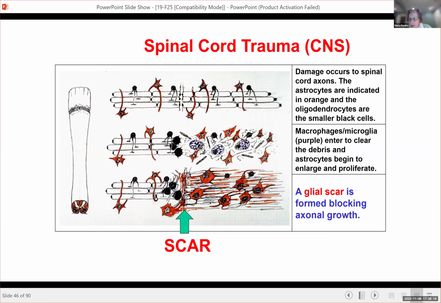Why does the scar have to be developed? It's a protective sort of mechanism to prevent the damage and so on from spreading to other areas. But there's so much research going on to try to overcome this big hurdle, which is the formation of the scar.